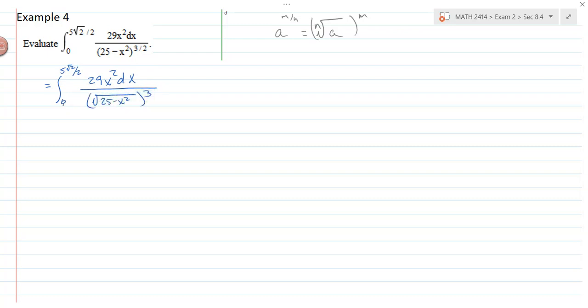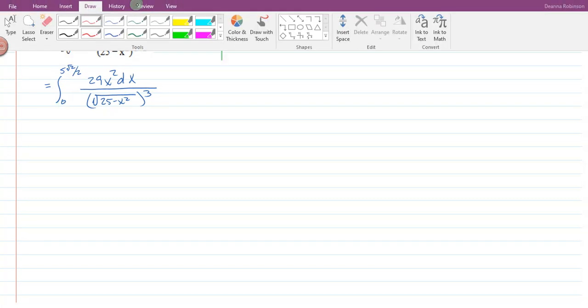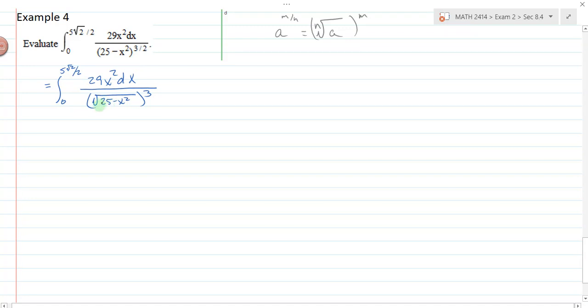And that makes solving this problem a trig substitution problem, because we've got a square root and we have the difference of two squares underneath the radical. So when I set up my triangle, there's my angle theta, there's my 90 degrees. What is the hypotenuse going to be? 5. So where is the radical going to go?